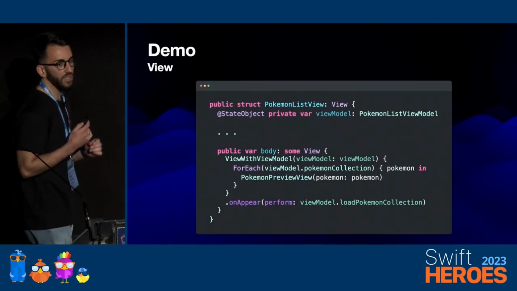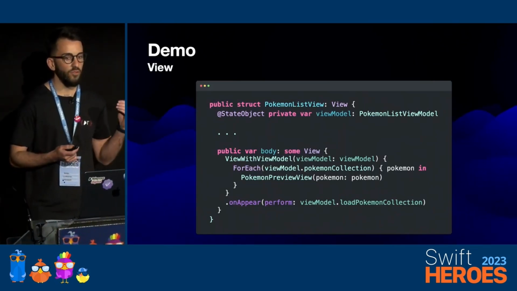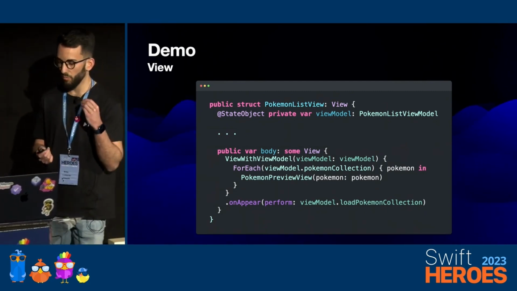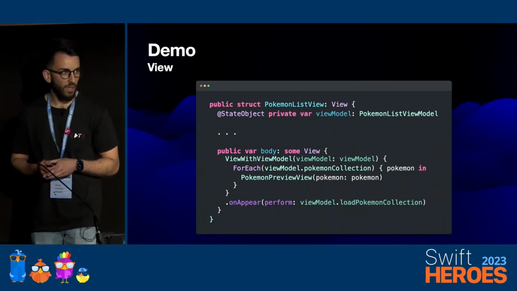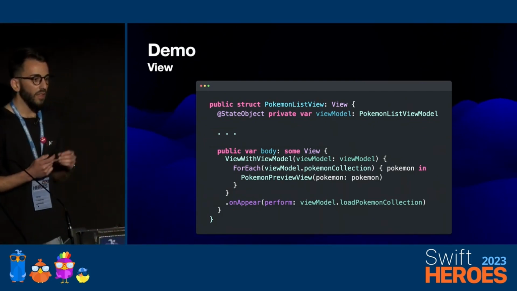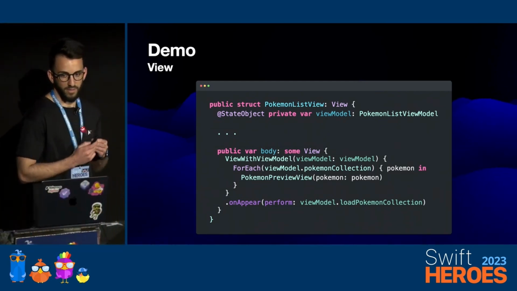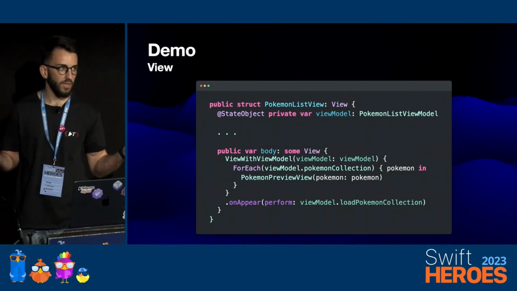This approach ensures that the view is updated whenever the view model is updated by defining the view model with the state object property wrapper. Consequently, the body view is loaded every time that the state is updated. This is simply SwiftUI, guys.